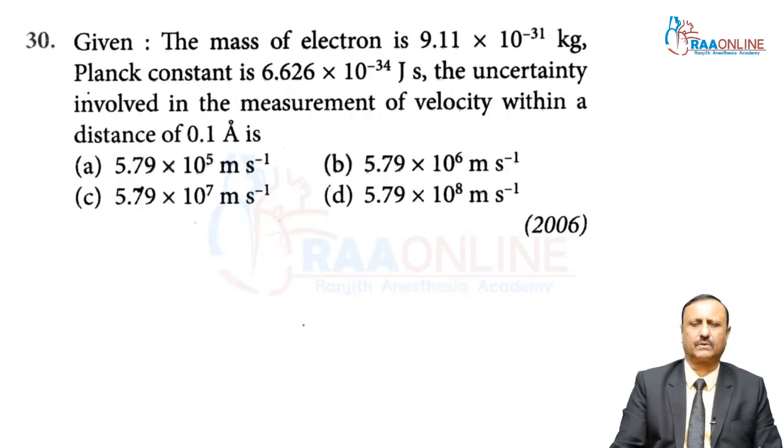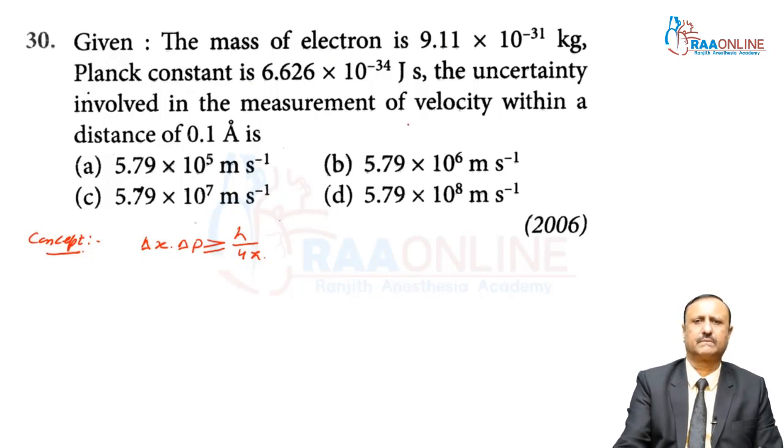Given the mass of electron is 9.11 into 10 to the minus 31 kilogram. Planck constant is 6.626 into 10 to the minus 34 joule second. The uncertainty involved in the measurement of velocity within a distance of 0.1 angstrom. Here what is the concept and formula? The formula is delta x into delta p is greater than or equal to h upon 4 pi. Now here mass of electron is given, and Planck constant h is given, as uncertainty in the measurement of velocity within a distance of 0.1 angstrom.